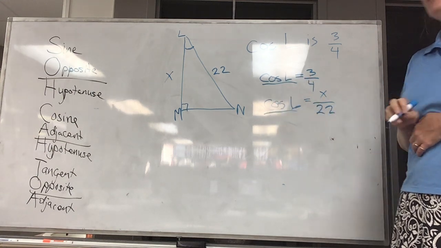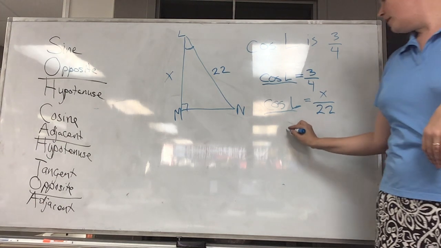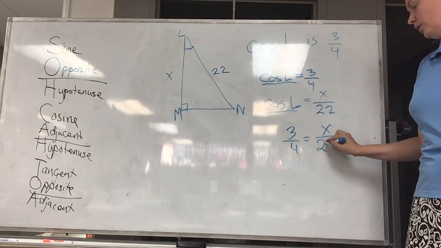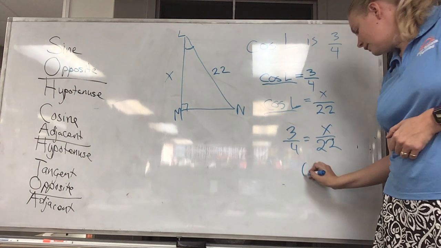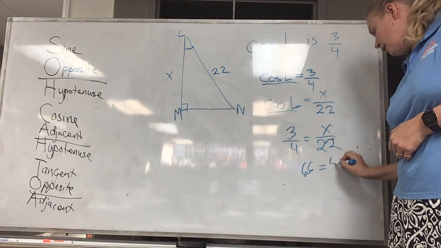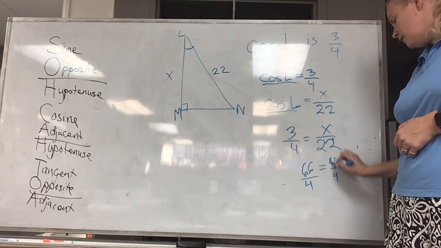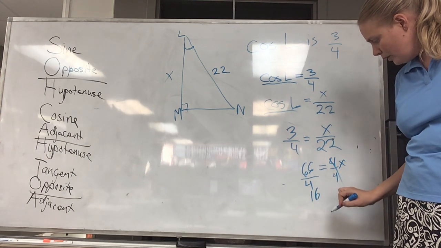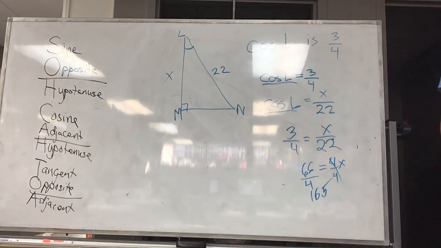This is the cosine of L. This is also the cosine of L. Therefore, they're going to be equal to each other. And it's just a cross multiply problem. We have 3/4 is equal to X over 22. 3 times 22 is 66 equals 4x. 66 divided by 4. 6 goes in once, goes in 24 6 times, 4 goes into 2 1/2 time.